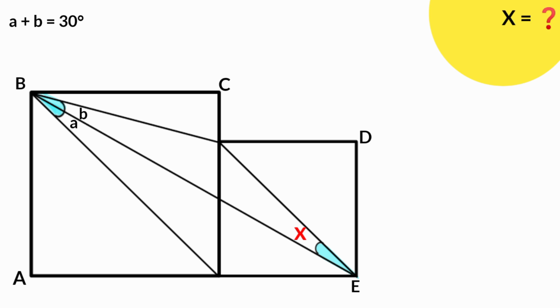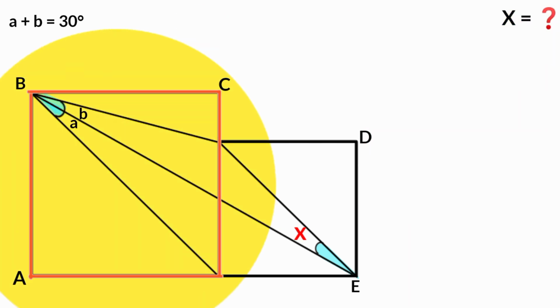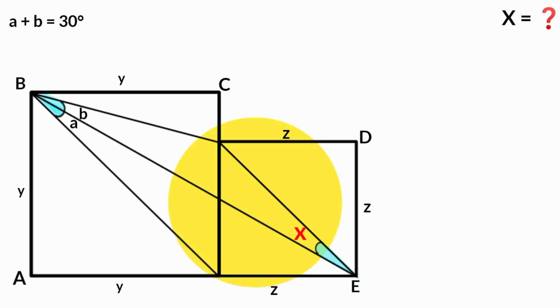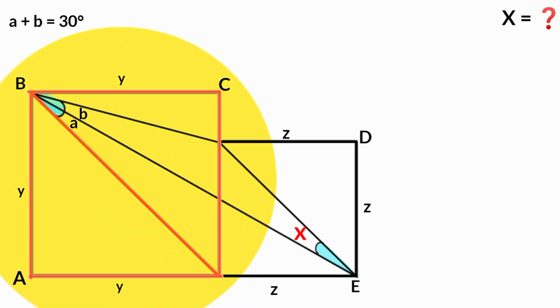The first thing we're going to do, we label the size of this square here to be y and those of this square here to be z. Now if you look, this side is the diagonal of this square-shaped quadrilateral. The diagonal of the square bisects its angles, which are right angles. So this and this here will be 45 degrees.